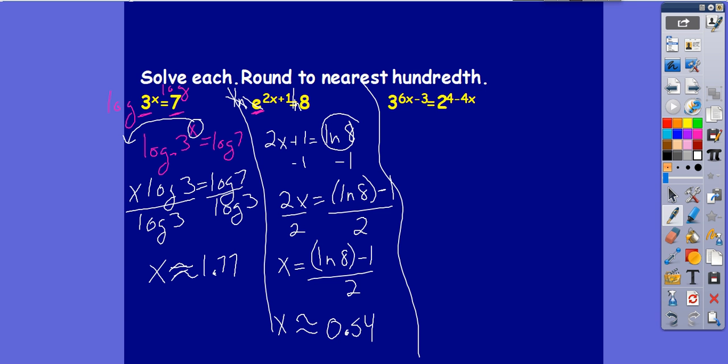Next one. This one's a little bit like the first one over there, but we've got a much more complicated expression in the exponent. But in order to get rid of the base, we still have to take the log of both sides. So this is going to be log of 3 to the 6x minus 3 is equal to the log of 2 to the 4 minus 4x.